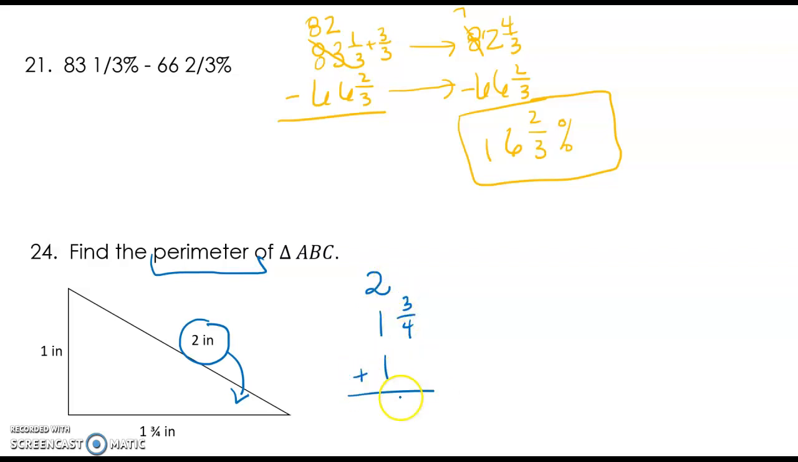And what's interesting about addition is I don't have to borrow anything here. 3/4 plus nothing is 3/4. 2 plus 1 plus 1, so 2 plus 1 is 3, plus 1 is 4, and that's what we get for our perimeter.